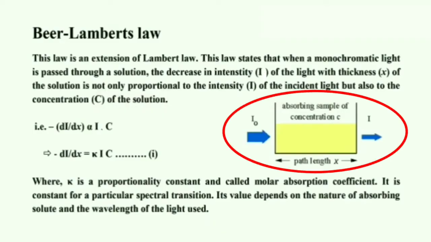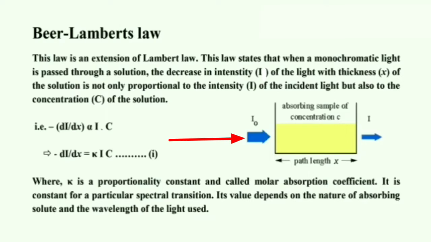Now in this diagram you can see a monochromatic light. Monochromatic means the light having only one particular frequency. So when such a monochromatic light is passed through a solution, then the intensity of the light decreases.